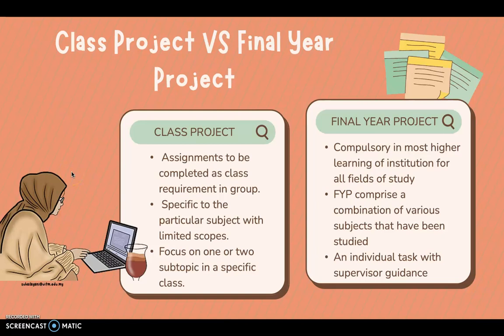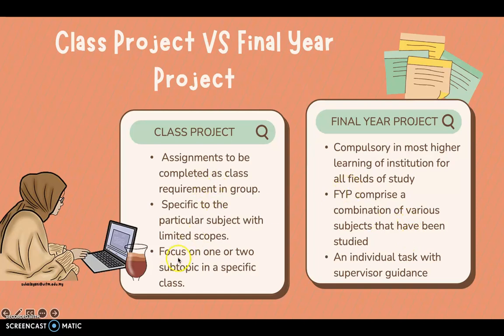And then, how can we distinguish between class project and final year project? Usually, a class project is an assignment to be completed as a class requirement in a group, while FYP is an individual task with supervisor guidance. The class project is specific to the particular subject with limited scope, while a final year project comprises a combination of various subjects that have been studied.